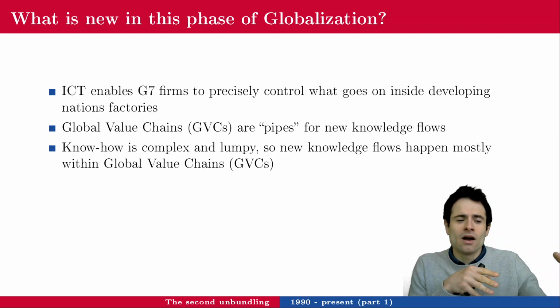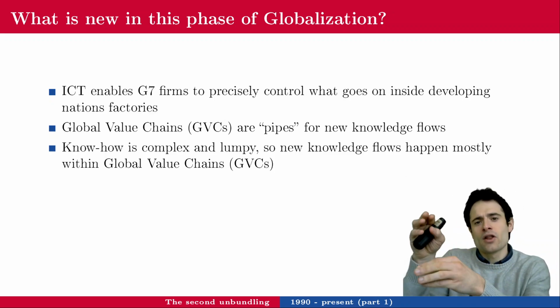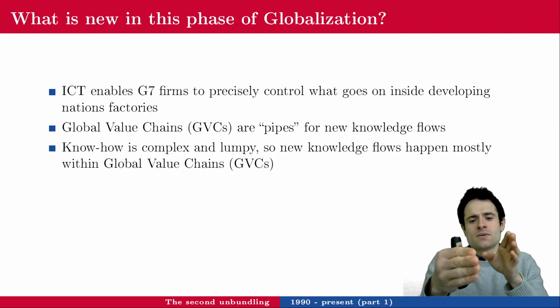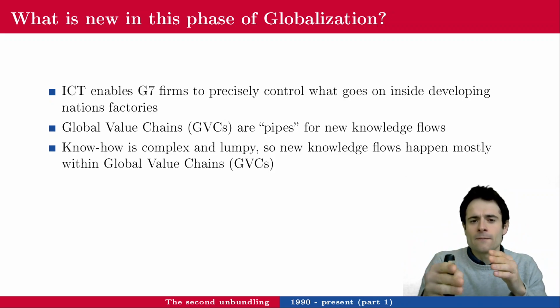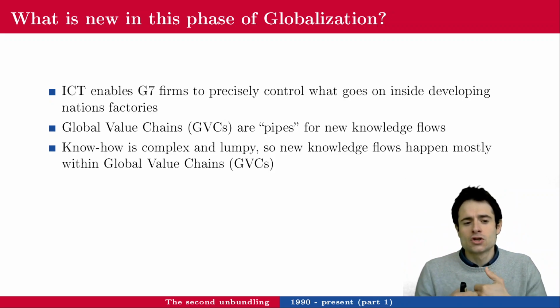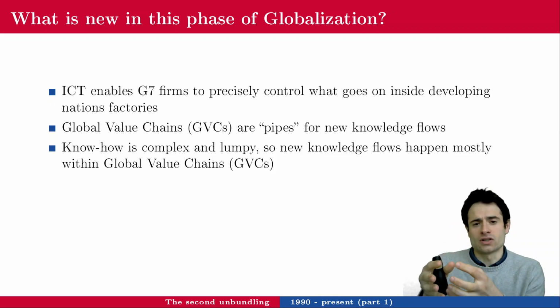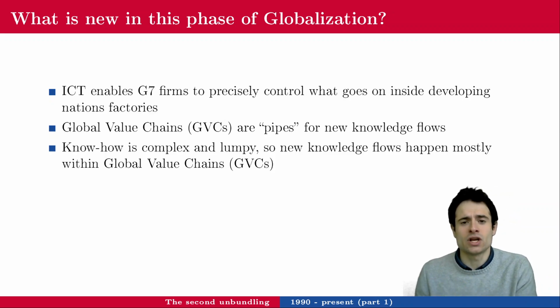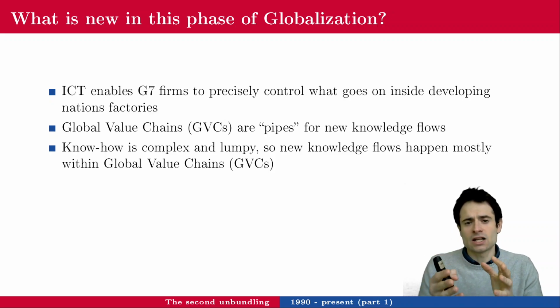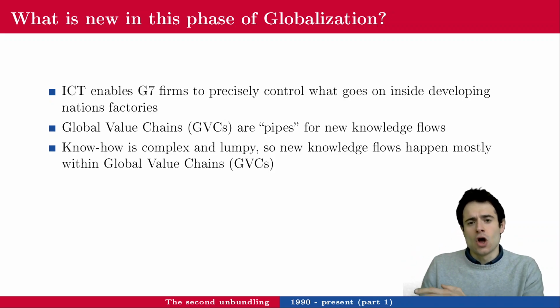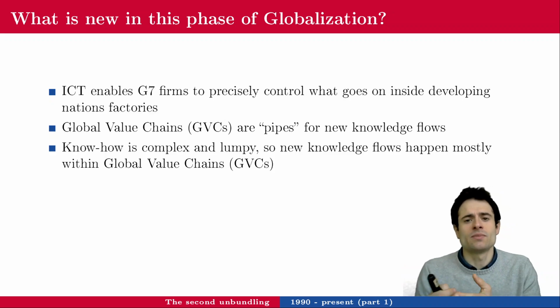Putting the machine there, having the employees there, then the product goes from here to here, there is a minimum distance between there, and so on. So the know-how is very precise, very complex, and also lumpy. It comes in chunks. So new knowledge flows happen mostly within global value chains. A firm is going to communicate the exact production process to another firm producing something they need.